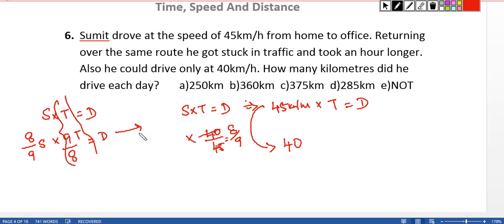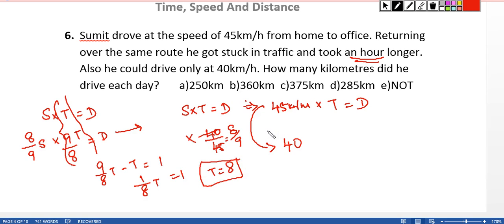Okay, and they have already given the difference in these times. In the second case, he is taking 1 hour longer, right? Because he got stuck in traffic and took an hour longer. So the difference between these two times, they have given it to be 1 hour. So from this we can find t. 9 by 8 t minus t is 1, so this is 1 by 8 t equal to 1, so t is actually 8 hours. Now we have found out what our usual time is.